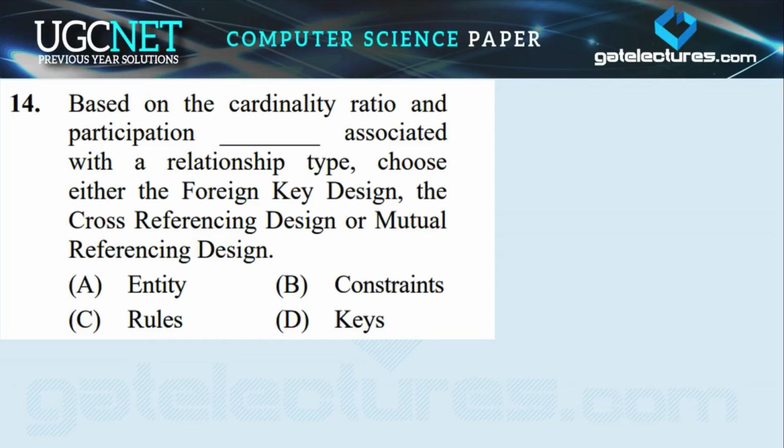Now question number 14 is, based on the cardinality ratio and participation associated with the relationship type, choose either the foreign key design, the cross-referencing design, or mutual referencing design. So correct is participation constraints. Participation constraints is there, right? क्या रहेगा?